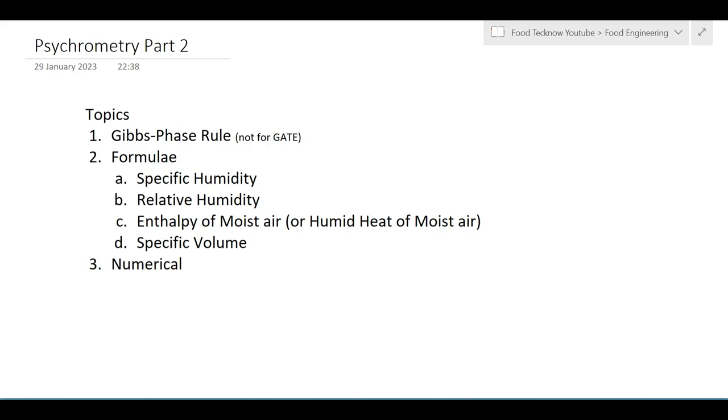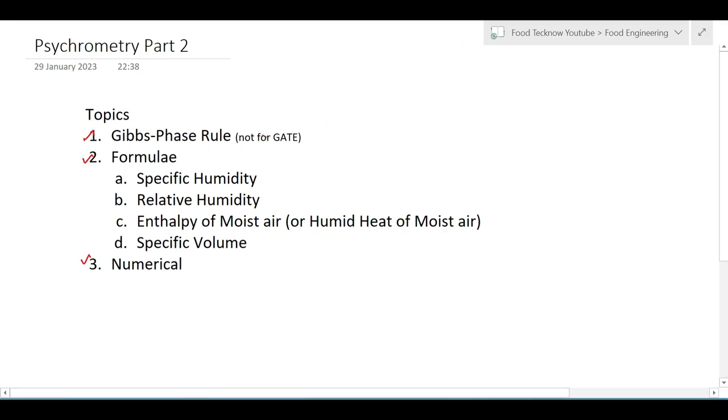So hello everyone. So here we will start with the other topics of the psychometry. So this is part 2 of the psychometry. The topics that we will discuss here are: the first is the Gibbs phase rule, the second is the sum formulae and their derivation, and the third is the numericals. So let's start with the Gibbs phase rule.